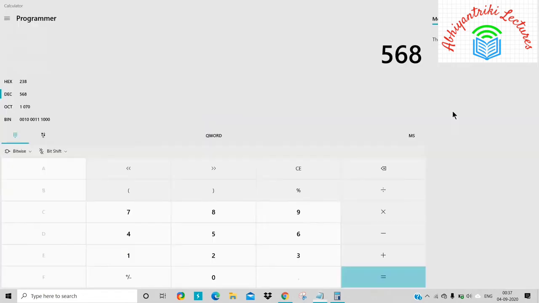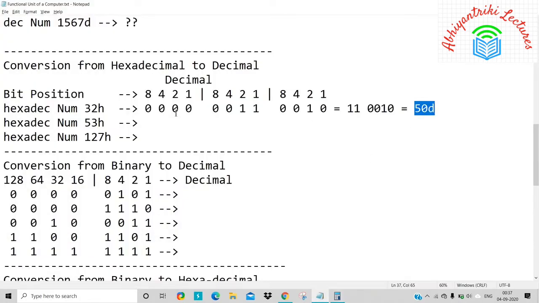So first, hexadecimal, right? Just click on this 32H. What is the decimal equivalent? You can see the answer 50 here. So this is correct. Similarly, I'll try this now.